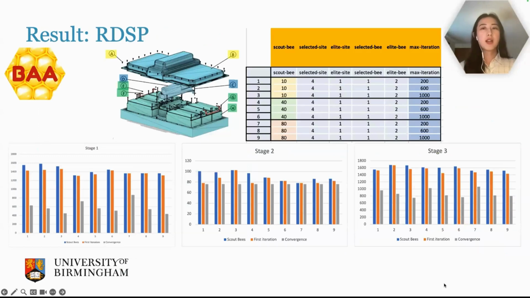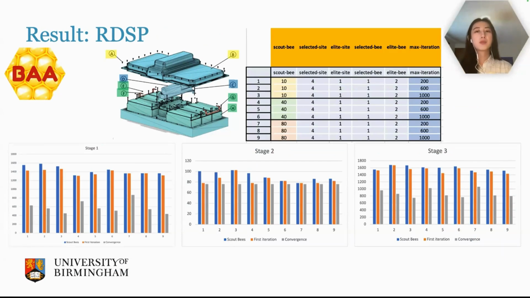So here's the result that we have got. We ran the 9 combinations for each of the 3 stages and recorded their fitness values. We recorded 3 circumstances in each combination: the local best fitness value in scout bees as the blue columns here, the local fitness value at the first iteration as the orange column here, and also the global best fitness value in the end as the gray column.